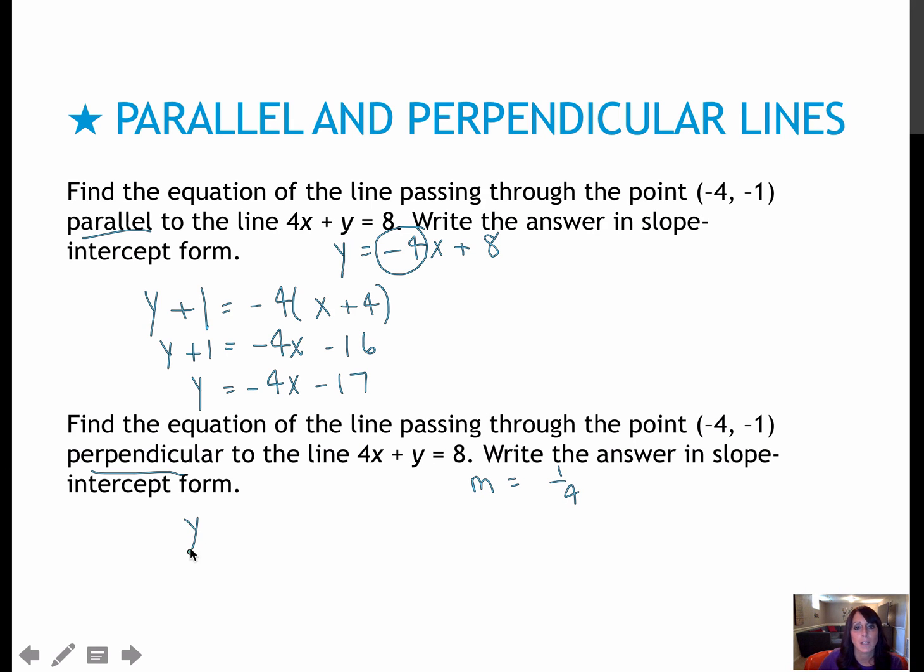So same idea, y minus my y value equals my slope, x minus my x value. When I subtracted the negatives, that made them plus. I'll distribute the 1/4, and then I'll subtract 1 from both sides. And then I don't have to write plus 0, so that's my final answer.